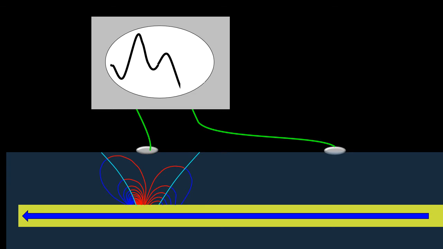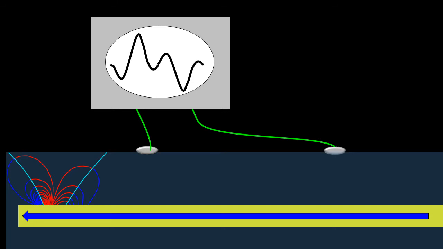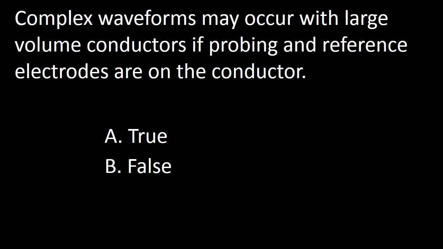So, at the peak of the negative aspect of the field being recorded by the second electrode, the wave will go in the downwards direction, that is, in the positive direction. As the negative field starts moving away, the wave will demonstrate a negative turn. And as the positive area goes away, the wave will take a downward turn. So the answer to this question is true.